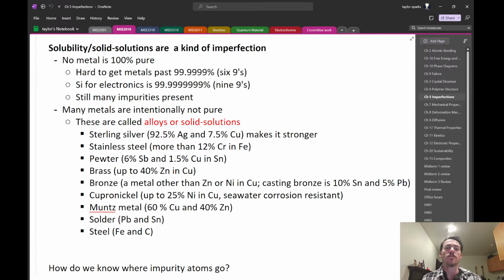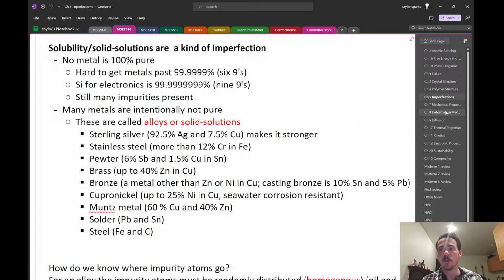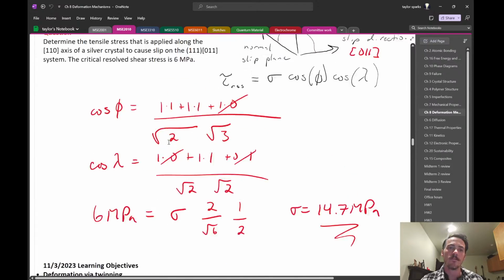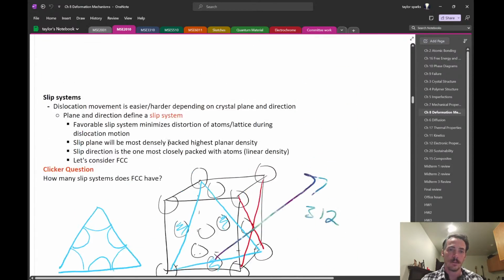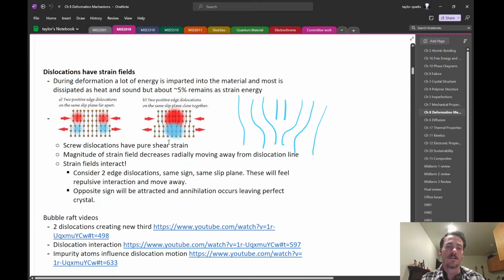Now, why did it make it stronger? We talked about that a little bit in this chapter, but we went into greater detail when we got to chapter 8, deformation, when we started to talk about strain fields. Strain fields in materials, let me find them here. Here we are. Strain fields in materials change the way that dislocations move through a material.